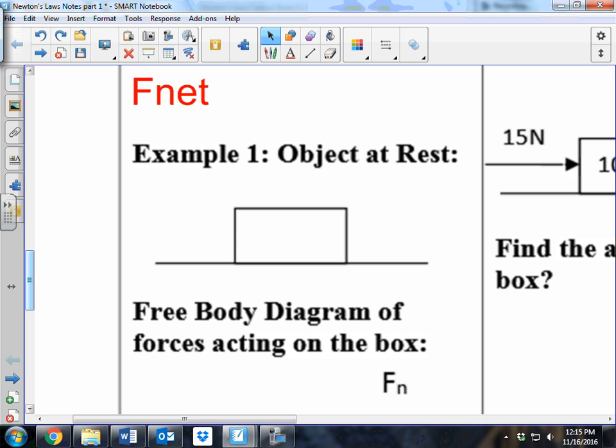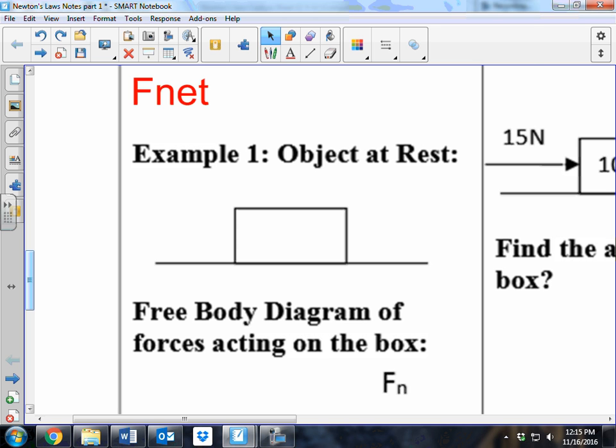Like if you're sitting in your chair right now watching this video, your forces are balanced. You are moving at 0 meters per second. Or I could be driving down a street and moving at a constant speed. My forces are balanced. Now, here's what we're going to do. We're going to draw something called a free body diagram.